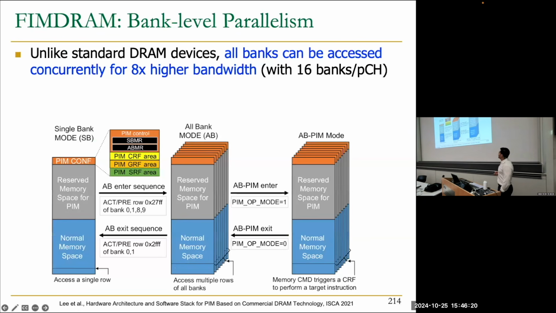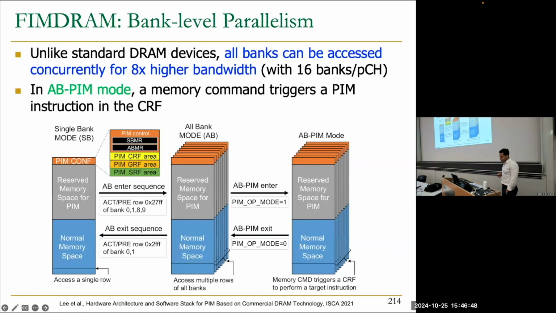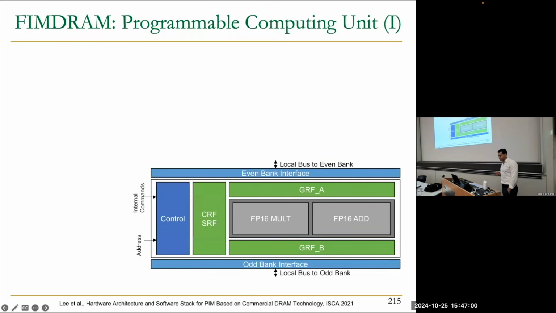As I mentioned, the way to trigger this computation is by issuing some sequence of activate and pre-charge commands to some predefined or fixed address locations in some banks, and this allows you to trigger processing using DRAM operations, either in a single bank, or across all of the DRAM banks inside the DRAM chip. This is called ABP mode in their nomenclature, which triggers computation across all of the DRAM banks so that you can employ bank level parallelism.